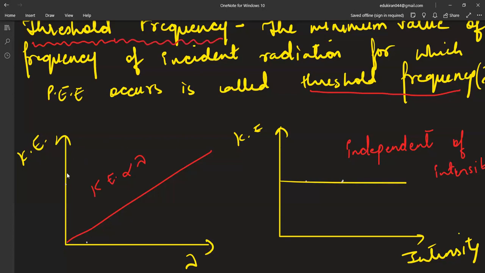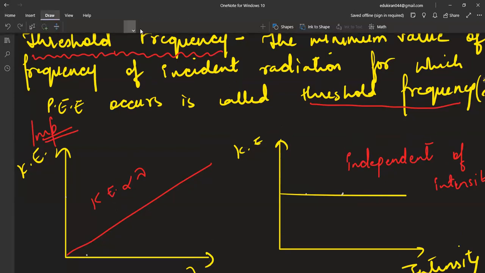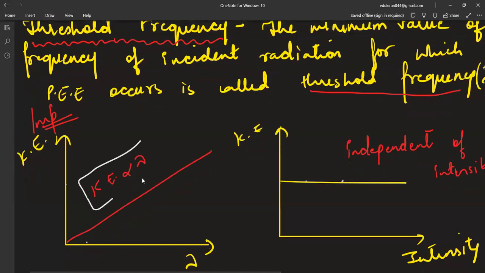Now, when kinetic energy was observed, this is a very important graph, class. These two graphs are very important, not only for your class 12 board exams, but apart from your board exams also. These graphs are very frequently asked. Graph between kinetic energy versus frequency and kinetic energy versus intensity. Remember, when we're talking about frequency, kinetic energy is directly proportional to frequency. You get a straight line.